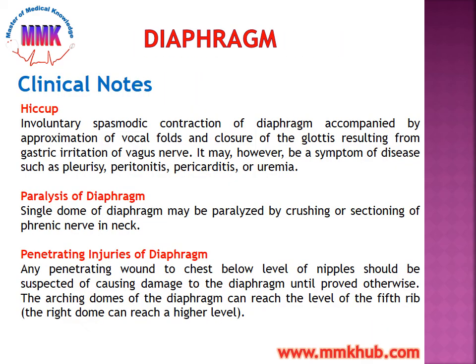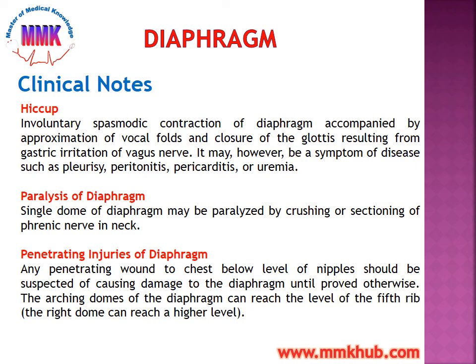Finally, the clinical notes regarding the diaphragm. First of all, hiccup. What is hiccup? It is the involuntary spasmodic contraction of the diaphragm, accompanied by approximation of the vocal cords and closure of the glottis, resulting from gastric irritation of the vagus nerve. It may, however, be a symptom of disease such as pleurisy, peritonitis, pericarditis, or uremia.